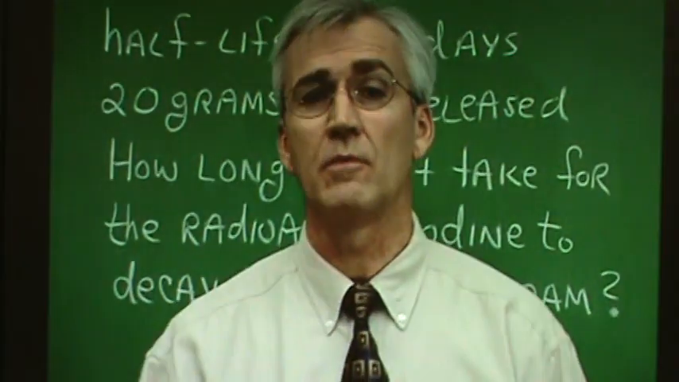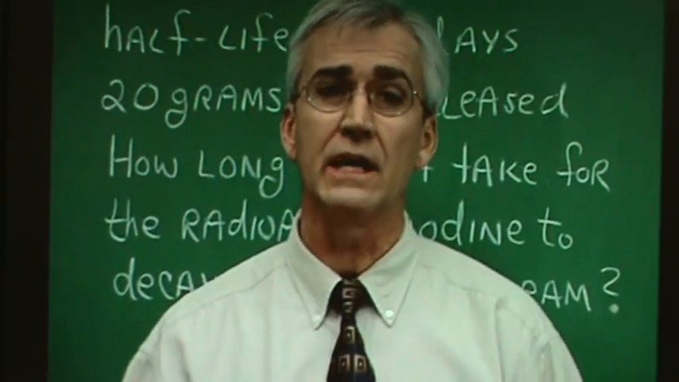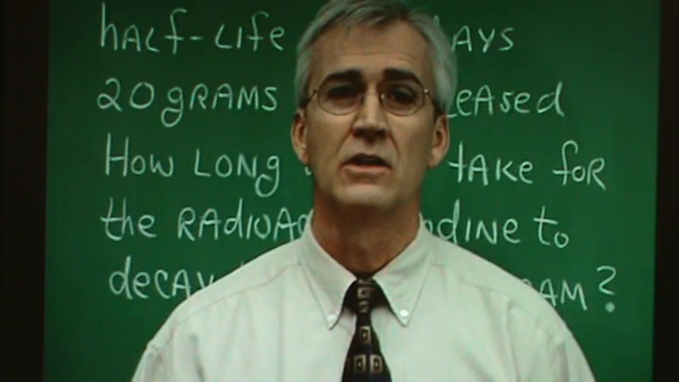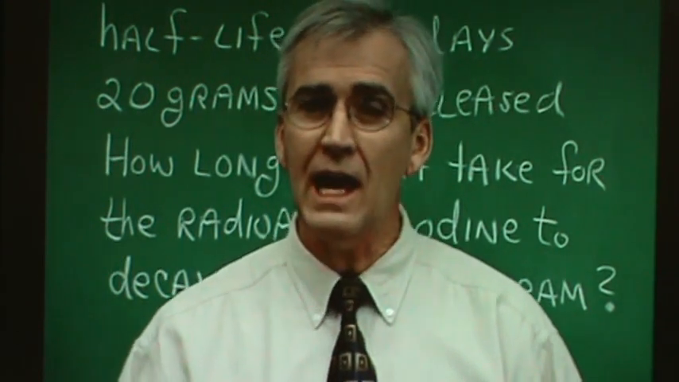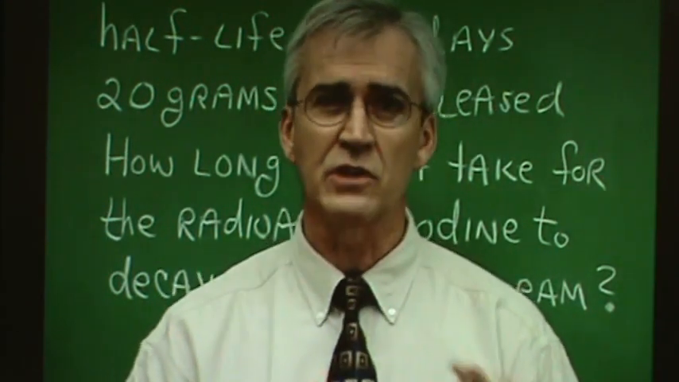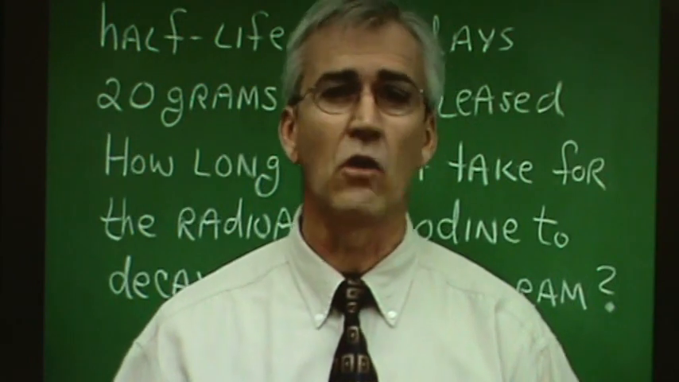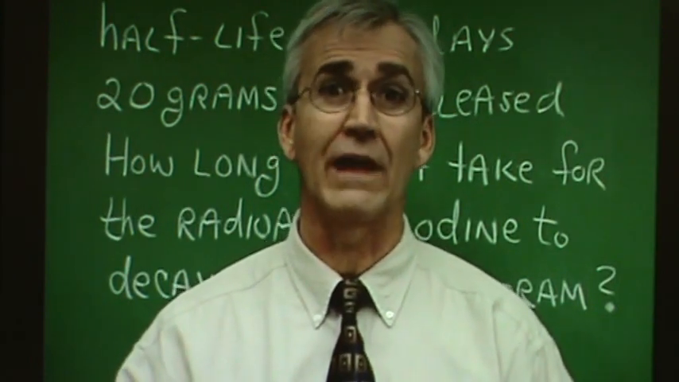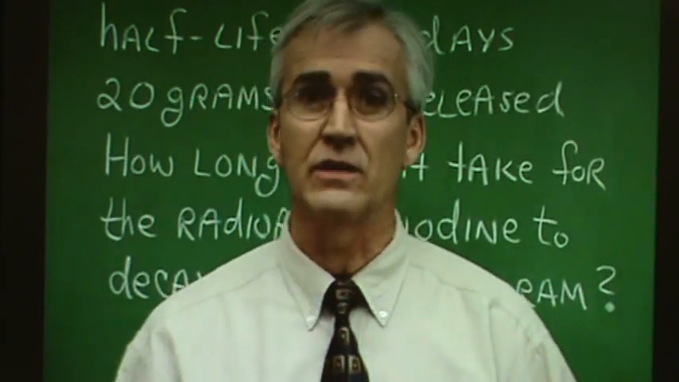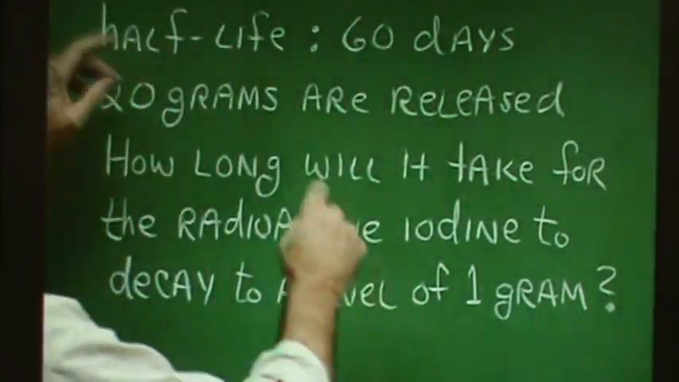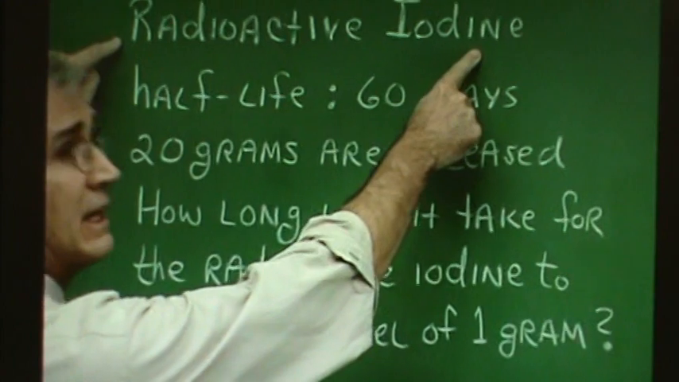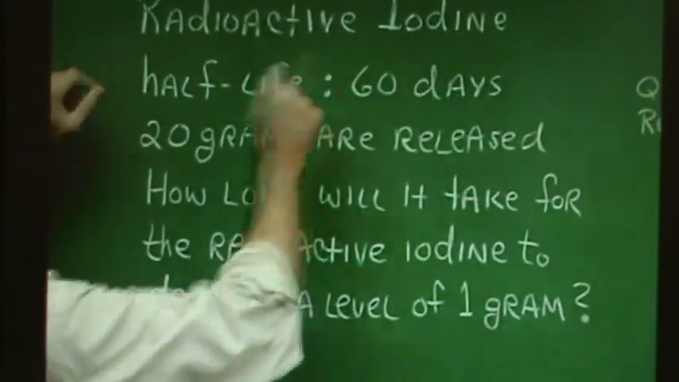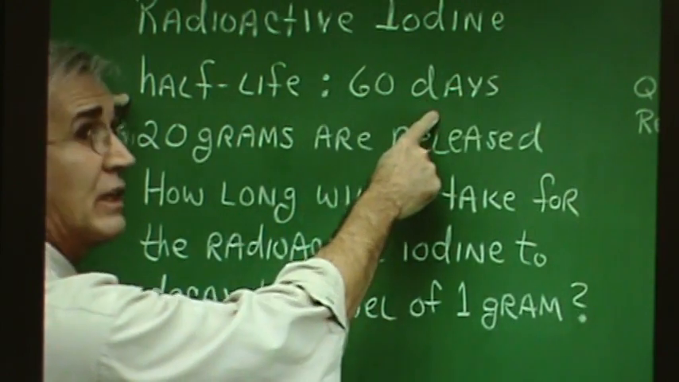Let's look at a problem involving exponential decay. This problem involves a substance which has a half-life. Substances having half-lives are substances that dissipate over time, and half of the substance dissipates over the half-life period. That is, in this problem, we're talking about a substance that's radioactive iodine, one of the byproducts of making nuclear energy. And the half-life period is only 60 days.